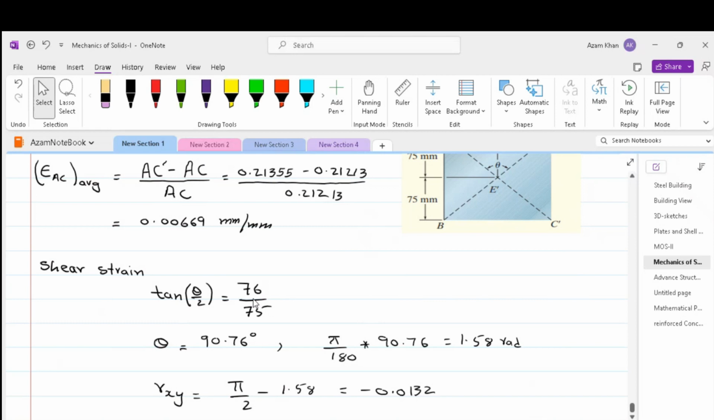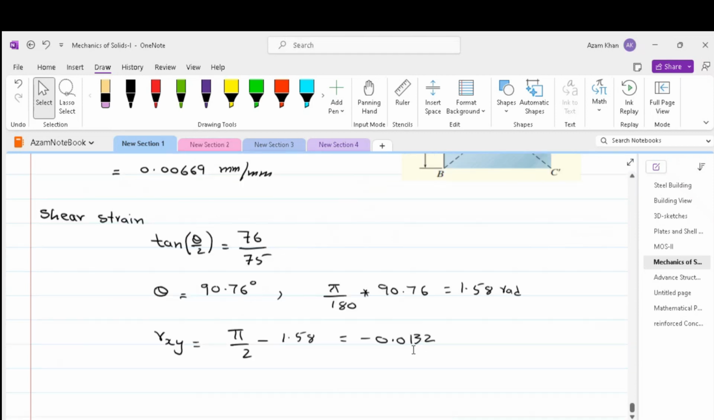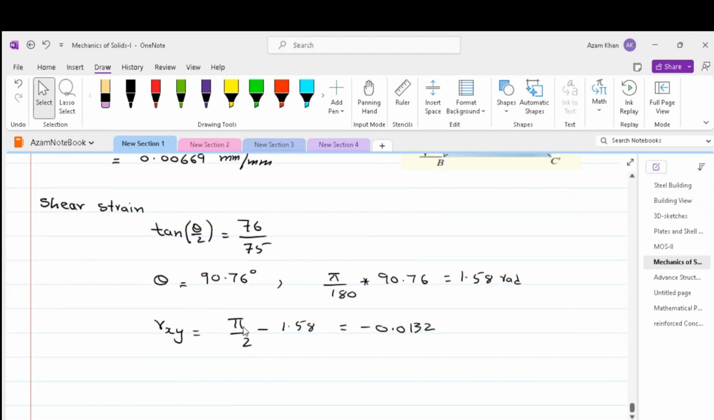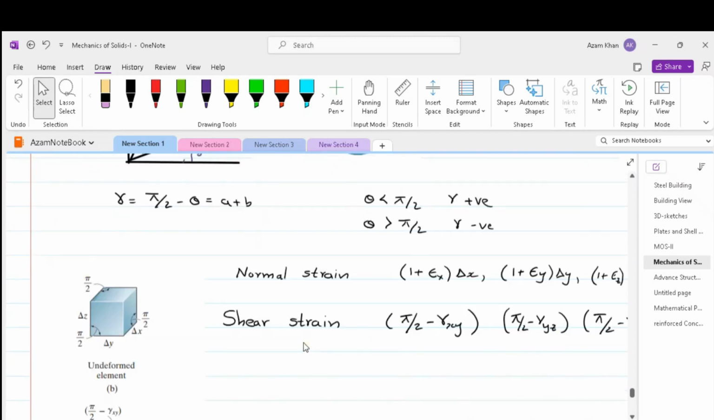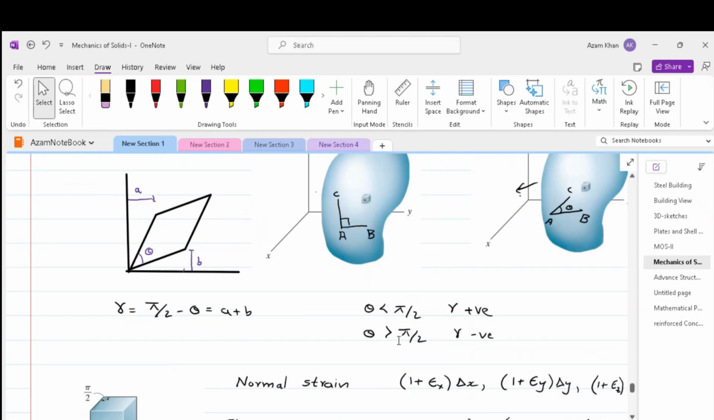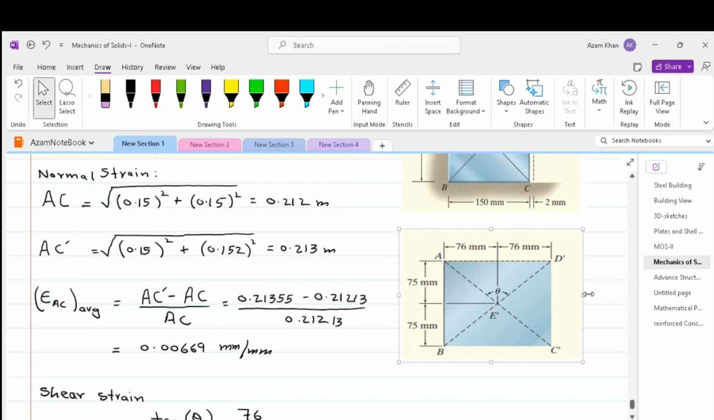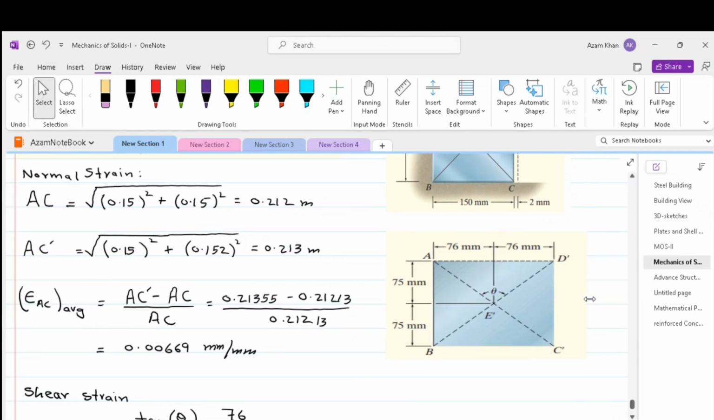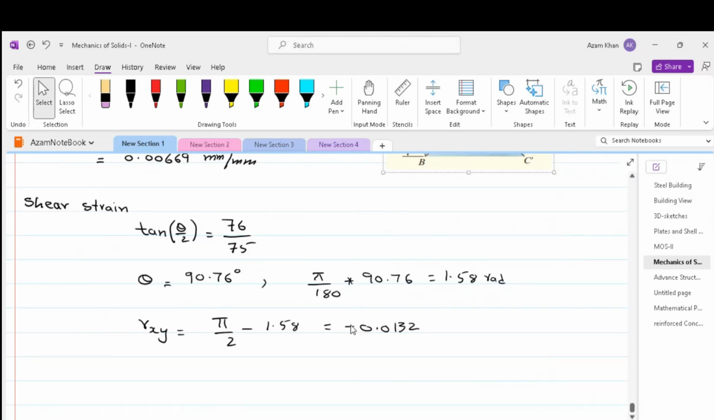Now we can take the inverse of this and then multiply by 2 in order to get theta equal to 90.76 degrees. This can be converted into radians by multiplying by pi by 180. After this, we can find our gamma xy, which is pi by 2 minus theta, which is 1.58. This comes out to be minus 0.0132. We discussed previously that if theta is greater than pi by 2, then gamma is negative. And it does make sense that theta will increase if we stretch this body. That's why we get gamma negative. That's all for shear stress and shear strain.